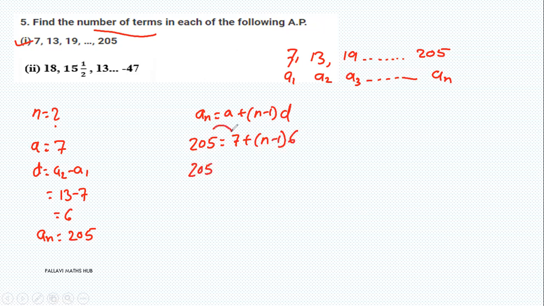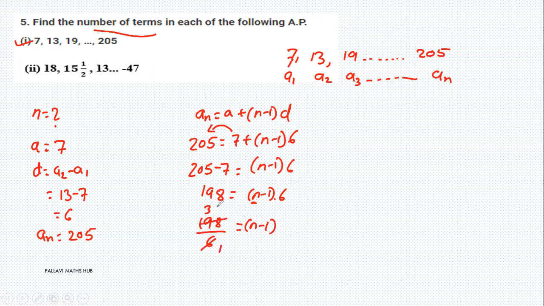205, again this 7, take to the left-hand side, it will become minus 7 is equal to N minus 1 into 6. 205 minus 7 is 198 is equal to N minus 1 into 6. You need to find the value of n. So in the next step, 198 divided by 6. This one is into; when you take it, it comes to the denominator. 198 divided by 6 is equal to N minus 1. Divide this one. 6 ones are 6, 6 3s are 18. So 33 is equal to N minus 1.